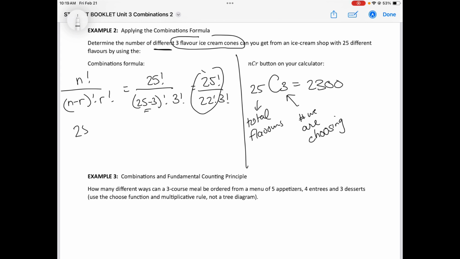So 25 times 24 times 23 times 22 factorial. And that 22 factorial can get rid of the 22 factorial in the denominator. From this, it's much easier to work with. And if you just put this into your calculator, we're still going to get that 2,300. So these 2 are going to equal the same. We're going to focus more on the choose function because it's much shorter. And why not use our calculators if we can?